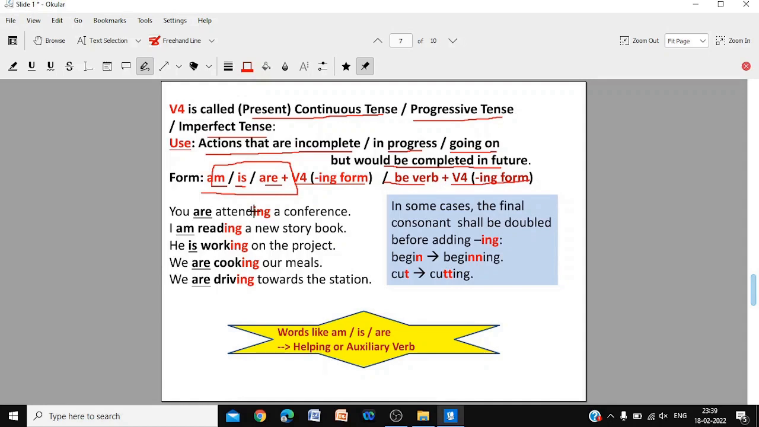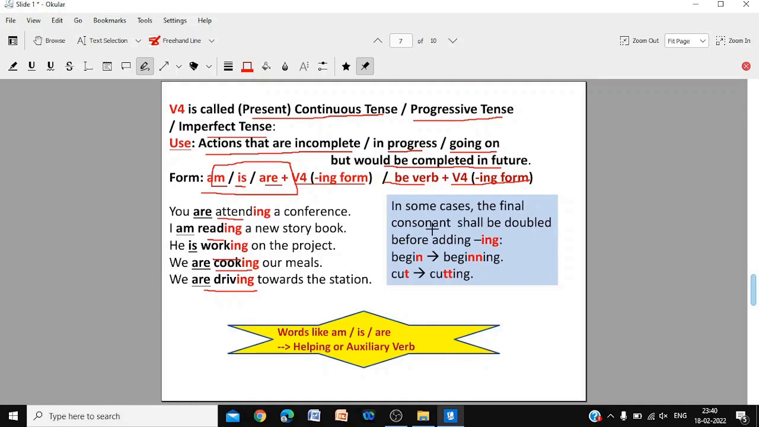You are attending a conference. I'm reading a new book. He is working on the project. We are cooking our meals. We are driving towards the station. In all these sentences, it means that the work has started but not ended. I am reading a new storybook. I have started reading but I have not finished. He is working. He has started but he has not finished. We are cooking. We have started but we have not finished.